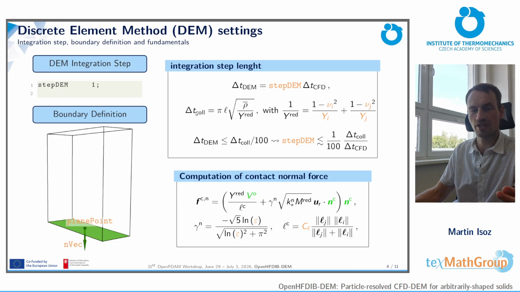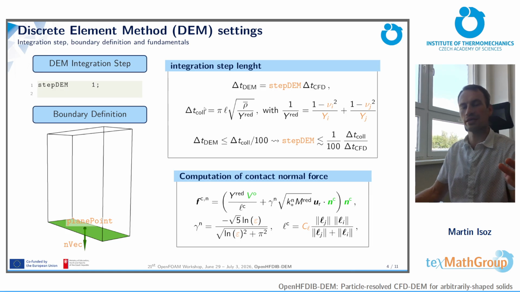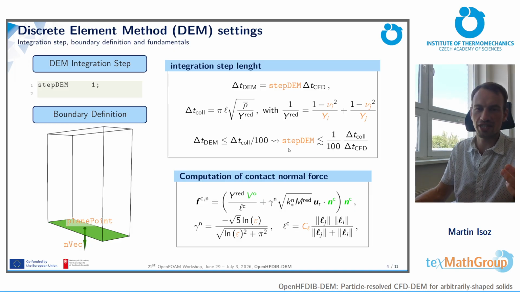We can use these to estimate the total collision time, and then we use the soft discrete element method approach, so we allow for small overlaps, and we need to integrate the contact forces over this whole time. There is a general rule of thumb that the delta T for DEM should be roughly this total collision time divided by 100. This gives us an estimate for the step-DEM entry in the dictionary.